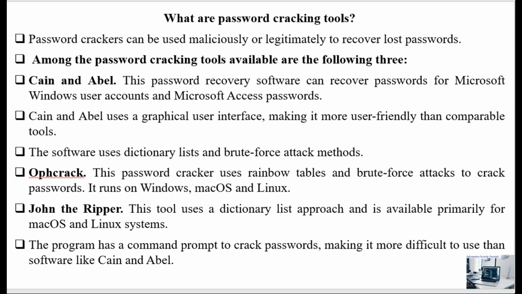The first one is Cain and Abel. This password recovery software can recover passwords for Microsoft Windows user accounts and Microsoft Access passwords. Cain and Abel use a graphical user interface, making it more user-friendly than comparable tools. The software uses dictionary lists and brute force attack methods.